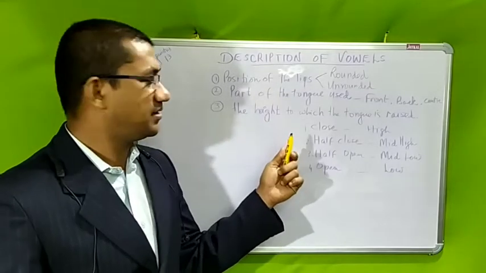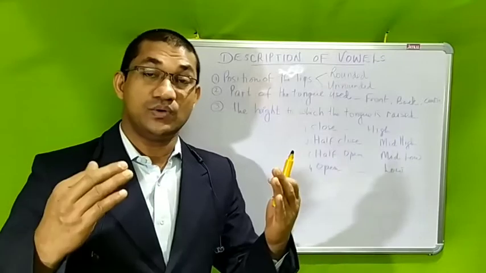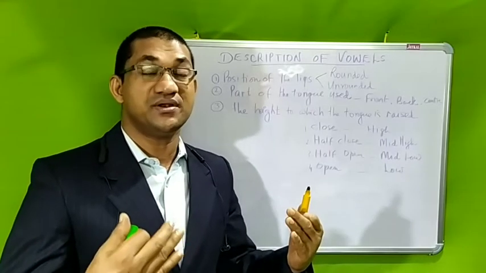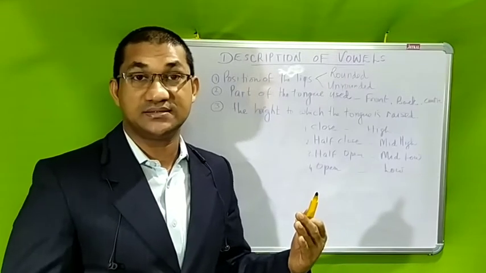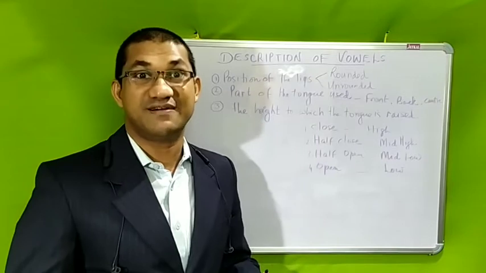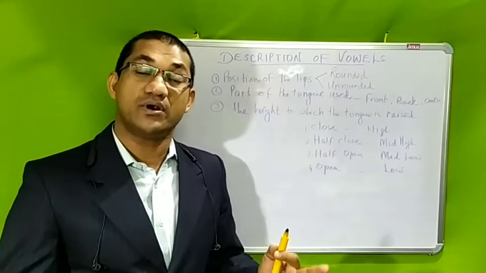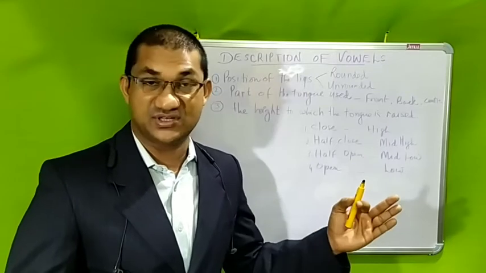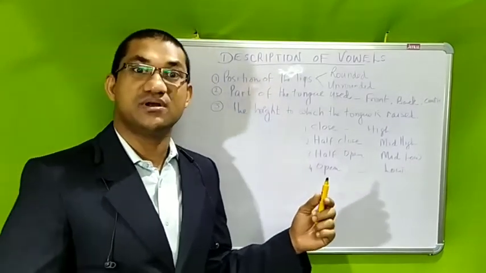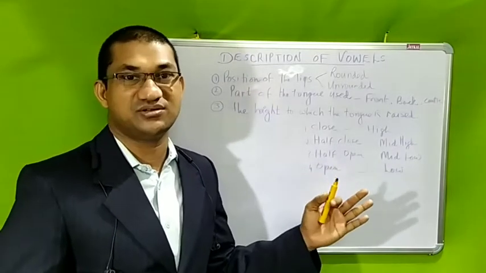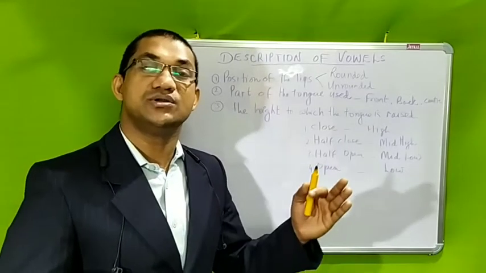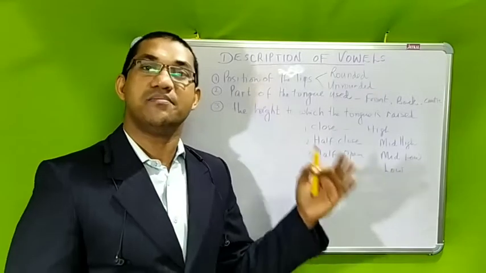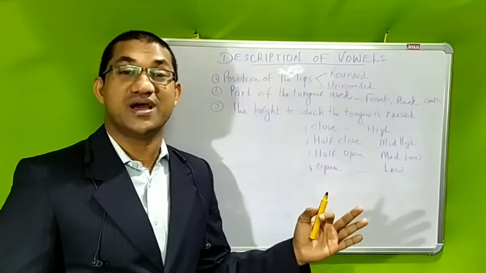Now we look at the third point, the height to which the tongue is raised. The tongue in the mouth cavity can be lifted up and down, to different height positions. The other day we learned the concept of vowel limit, which refers to the height to which the tongue is lifted. Our description of the vowels is based on this third factor, the height to which the tongue is lifted in the mouth cavity to articulate a sound.